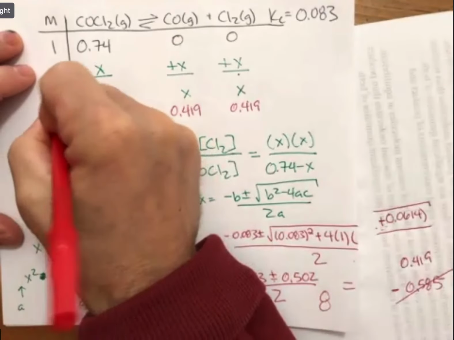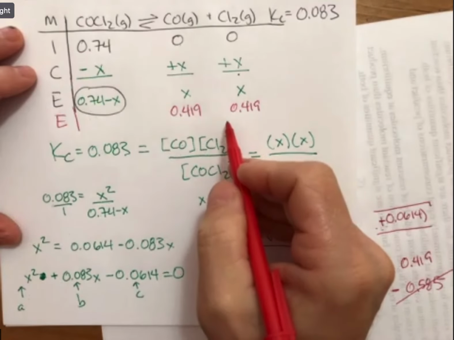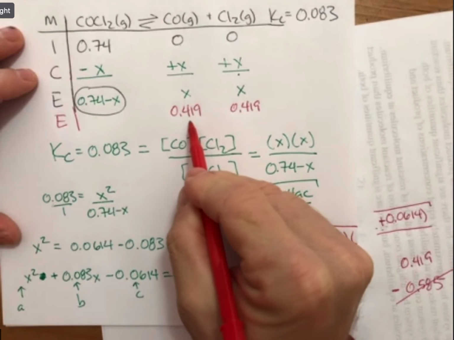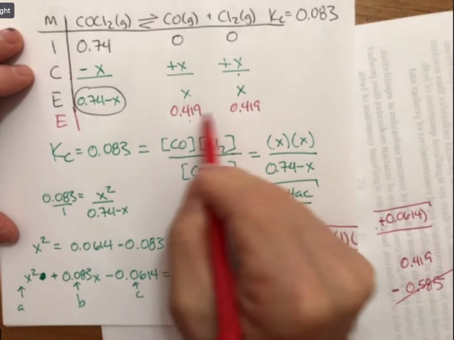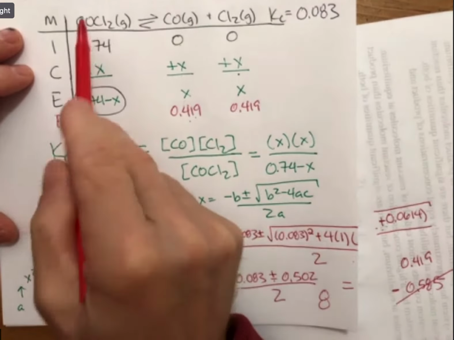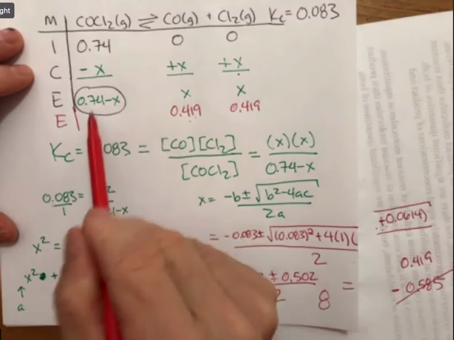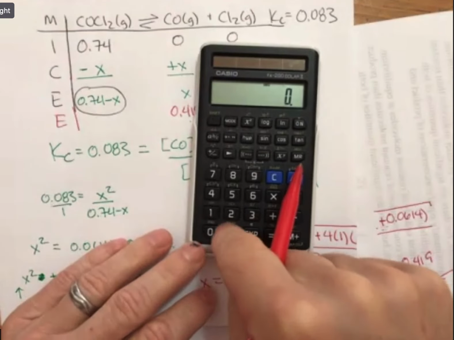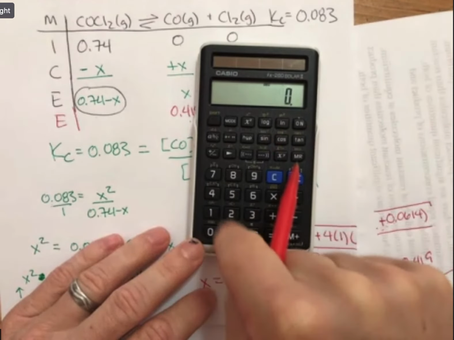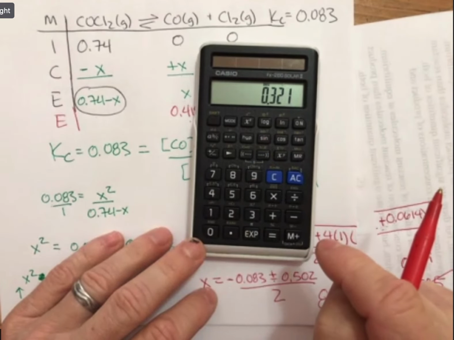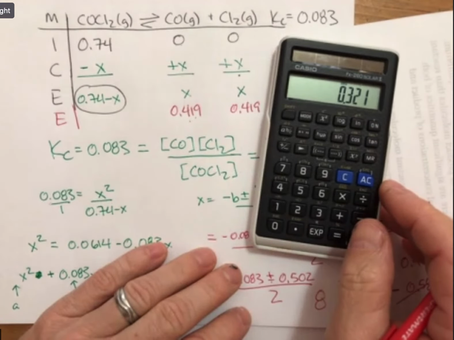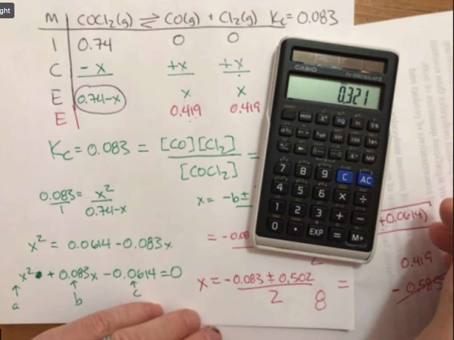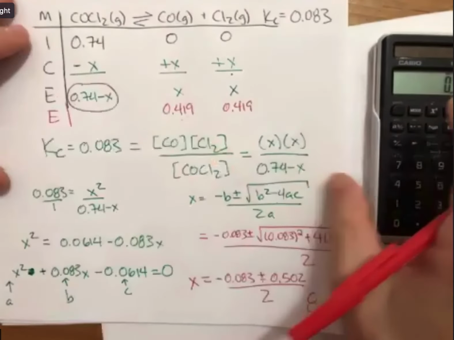And sometimes what I do is I put another E line here and actually fill in the numbers for my equilibrium molarities. These are going to be 0.419. My concentration of my COCl2 will be 0.74 minus 0.419. And since that's what the problem asks for, 0.74 minus 0.419. I get 0.32, which is not one of the answers, which means I have to go back and check my work.